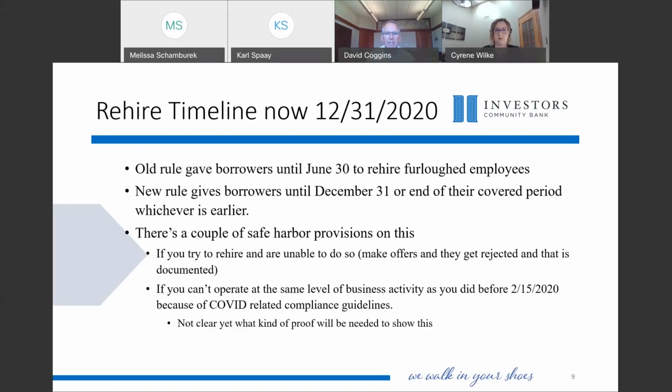It's not been made clear yet what kind of proof will be needed to show this. We think it's probably going to have to be some financial type proof, but on that particular instance, we'll work with you if that does apply to make sure that we agree that you qualify for that safe harbor. Next slide, please.